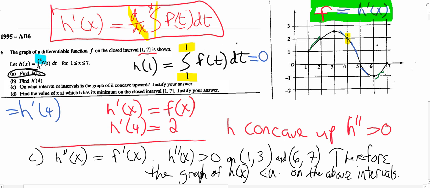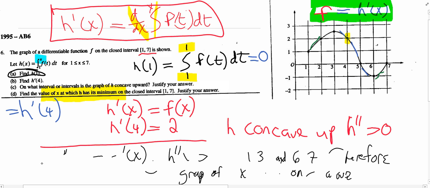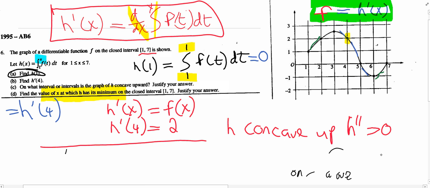Alright, let's take a look at part D. It's asking us, not directly, but pretty directly, to find the value of x at which it has a minimum, and they're talking about an absolute minimum on this one, right? A couple of clues. One, they say on the closed interval from 1 to 7. So if we're looking for an absolute minimum, we have to include the endpoints and any relative minimums, right?